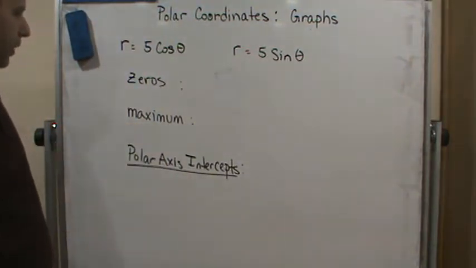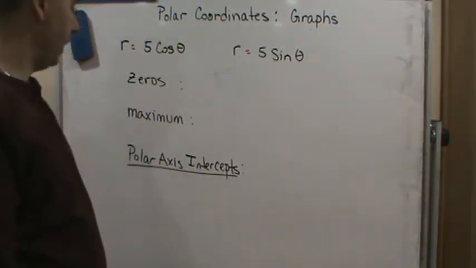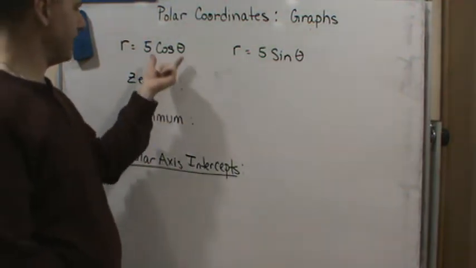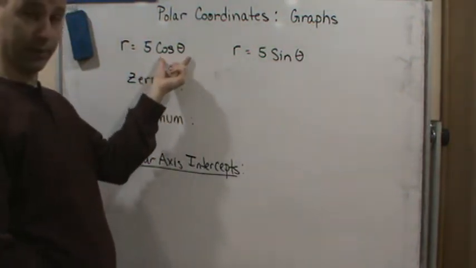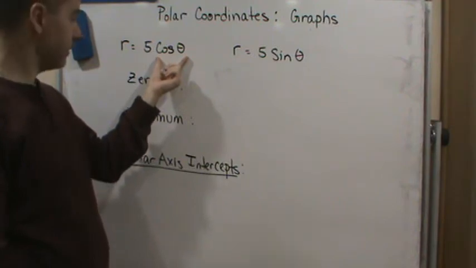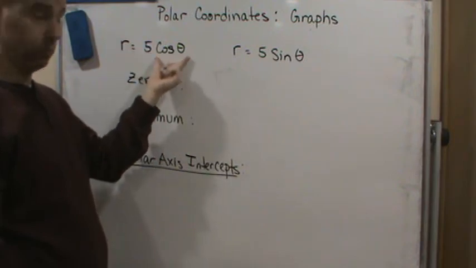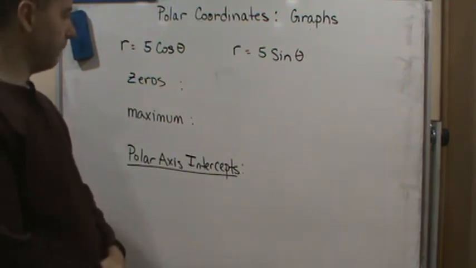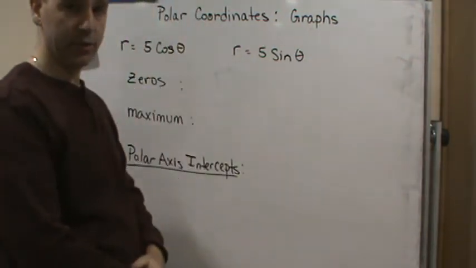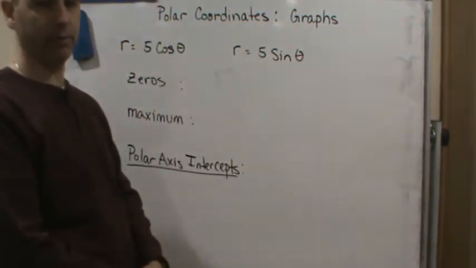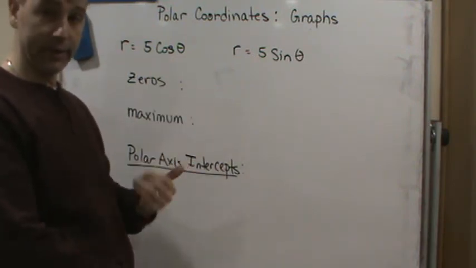Now what about maximum values? We want to find the values where the radius is maximized. For example, looking at 5 cosine theta, we want to find when this is maximum. Normally it's controlled by the trigonometric function. We know that cosine has a maximum value of 1 at 0. So when theta is 0, r is 5, and that's the maximum value we're going to get. Likewise, the maximum value of sine occurs at pi over 2. So at theta equal to pi over 2, r is going to have a radius of 5. That gives us important information of points to plot.